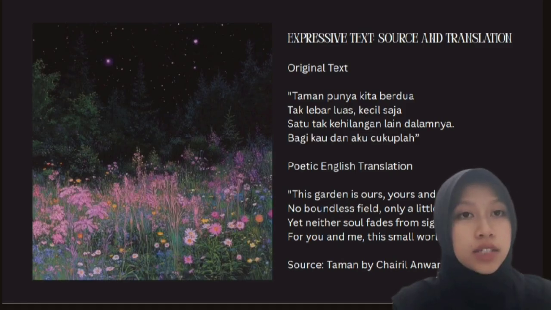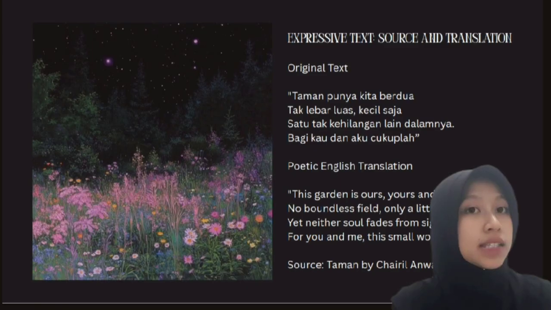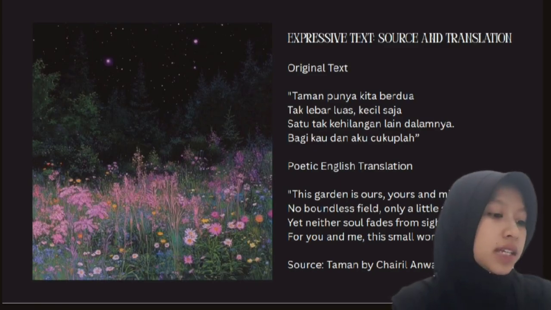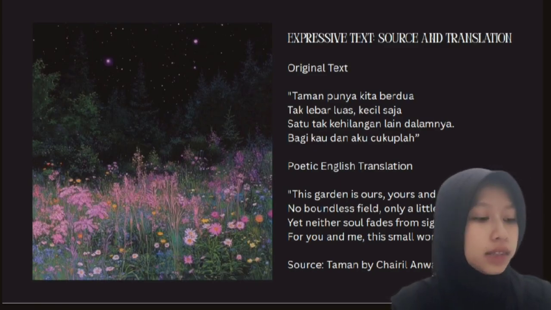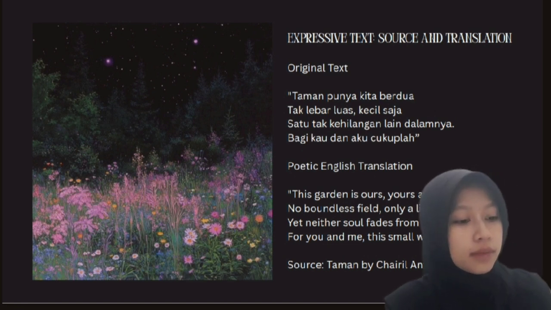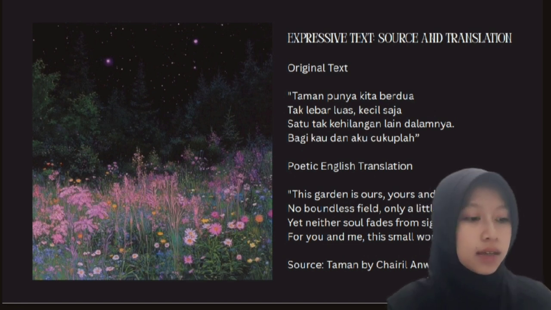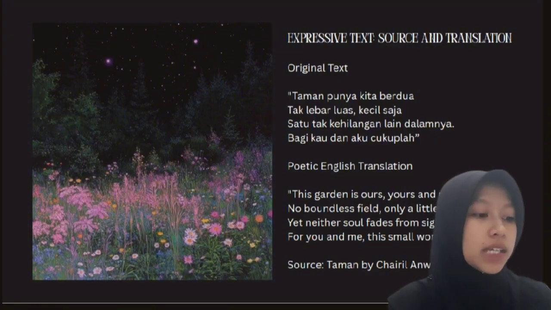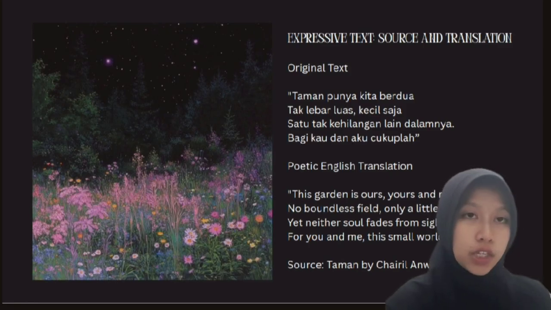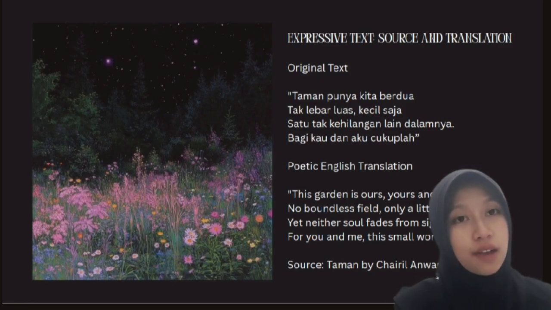So let's see the original text. I use a poem from Sapardi with the title "Taman," or in English, "Garden." The original text is: "Taman punya kita berdua, tak lebar luas, kecil saja, satu tak kehilangan lain dalamnya, bagi kau dan aku cukuplah." The translation: "This garden is ours, yours and mine, no boundless fields, only a little space, yet neither soul fades from sight within it. For you and me, the small world is enough."